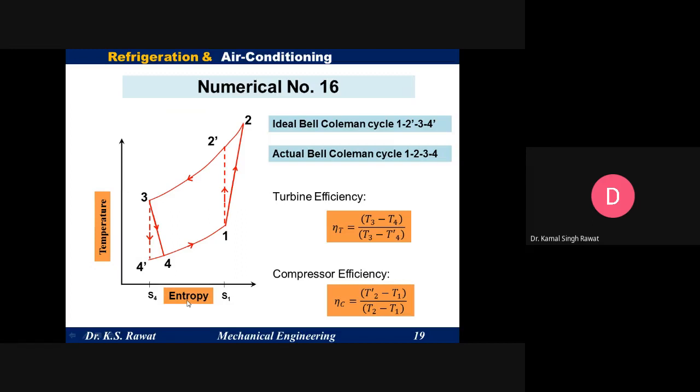What is your actual cycle? 1 2 3 4. Actual cycle, not ideal. Actual cycle is 1 2 3 4, and the ideal cycle is 1 2 dash 3 4 dash. Clear? Yes. Will you remember? Okay.